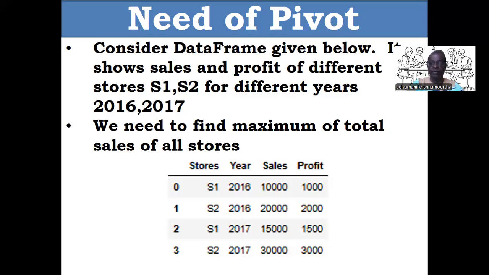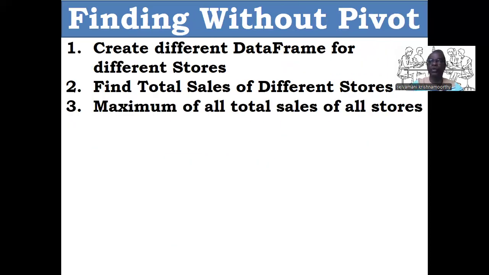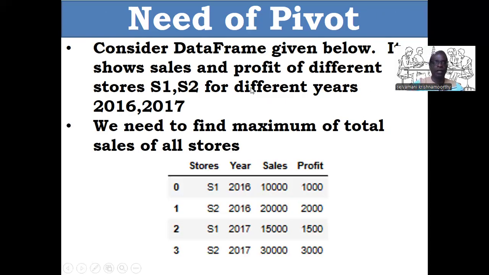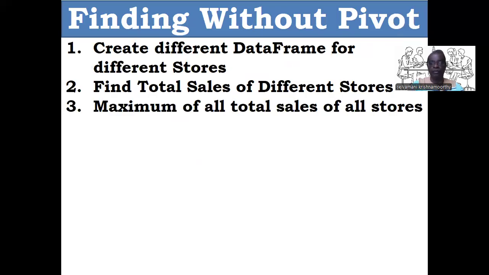The same result 50,000, how we can find out using Python coding. That is what we are going to study. First, let us study how we can find out this maximum of total sales of all stores without using pivot table. 3 steps we are giving. First, we need to create different data frames for different stores. That means S1 separately, S2 separately. S1 should contain 2 rows. S2 also should contain 2 rows. So we need to create 2 data frames, one for each store, S1 and S2.